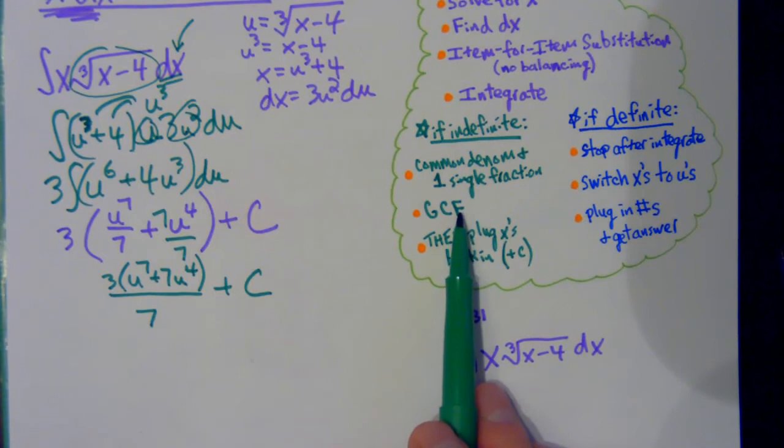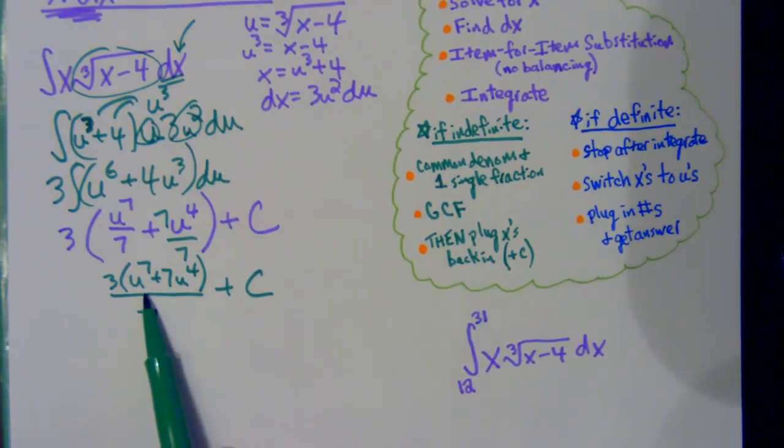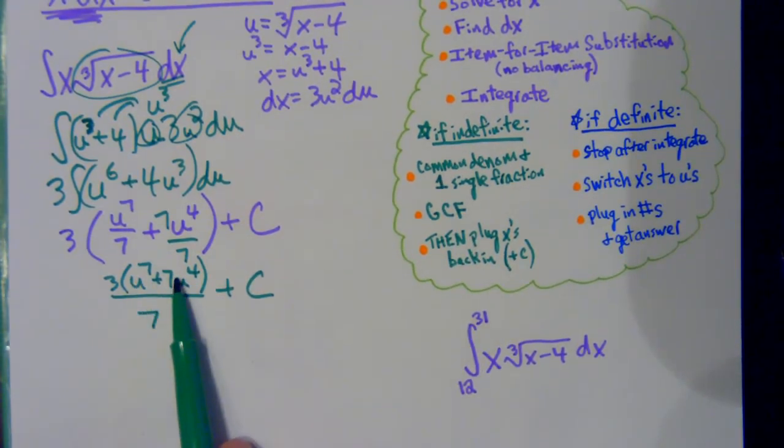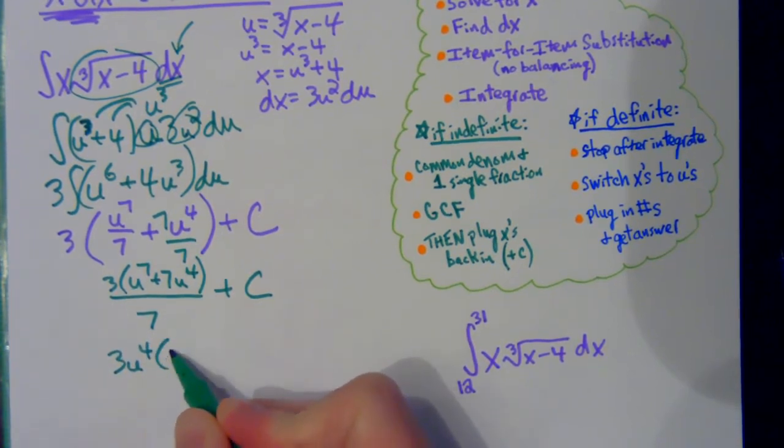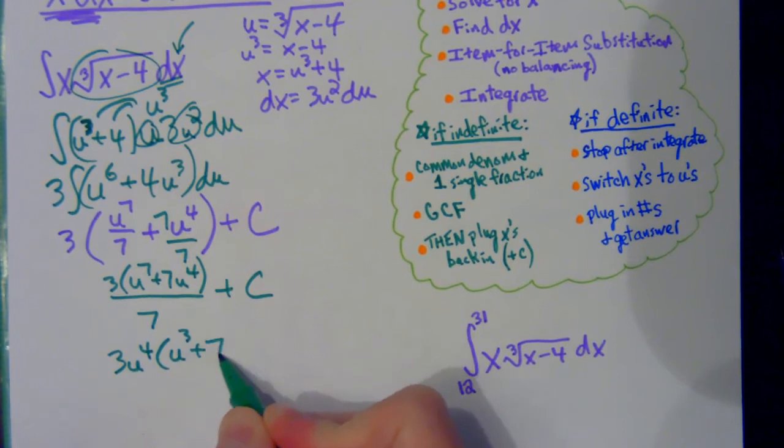But the next thing we're going to do is a GCF. Don't plug your x's back in yet. Do a GCF, because look how simple this GCF is. You just pull out the 3u to the 4th, and you've got u to the 3rd plus 7.